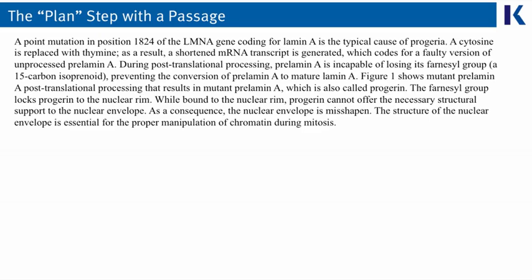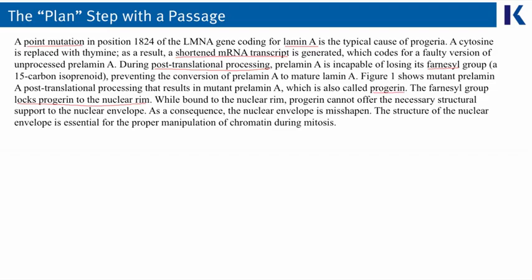In the second paragraph, we're given quite a bit of information about the molecular biology underlying HGPS. We're told that a point mutation occurs in this disorder in the gene for lamin A, and that this point mutation ultimately causes a shortened mRNA transcript to be generated. Once this mRNA transcript goes through translation and moves into post-translational processing, it can no longer lose this farnesyl group, which ultimately causes it to be locked to the nuclear rim. Notice that they give us a new term in this sentence, having defined it in the previous one: this mutant prelamin A is called progerin.